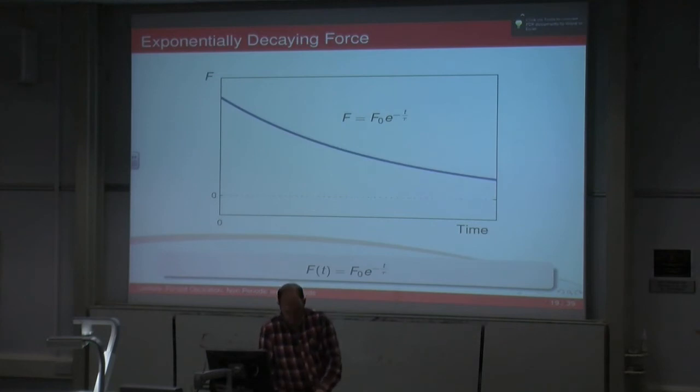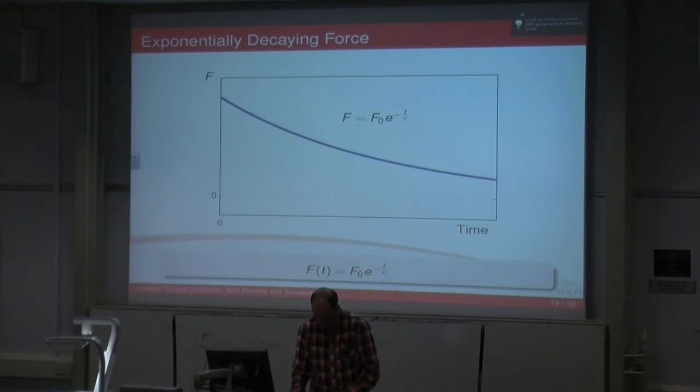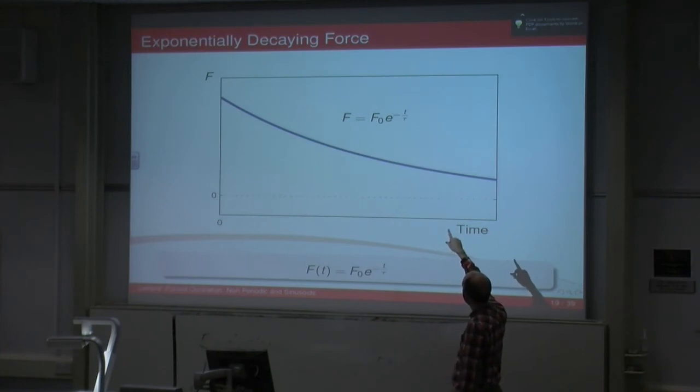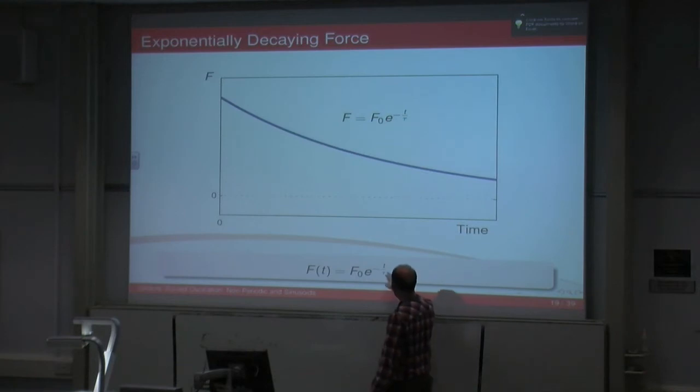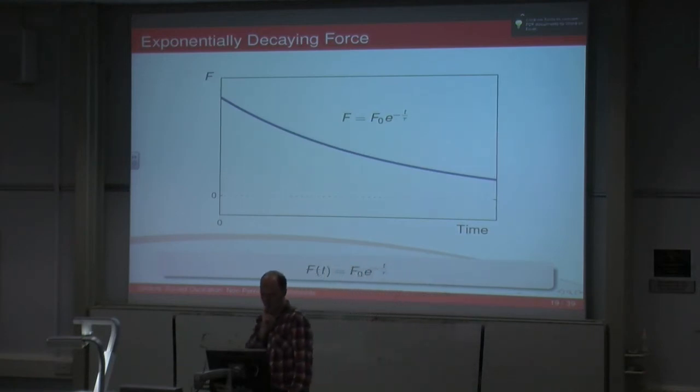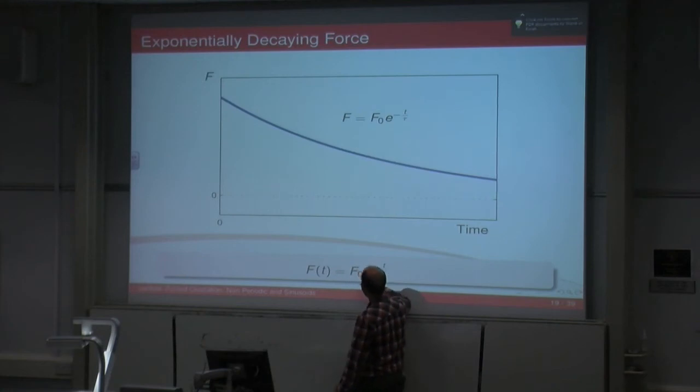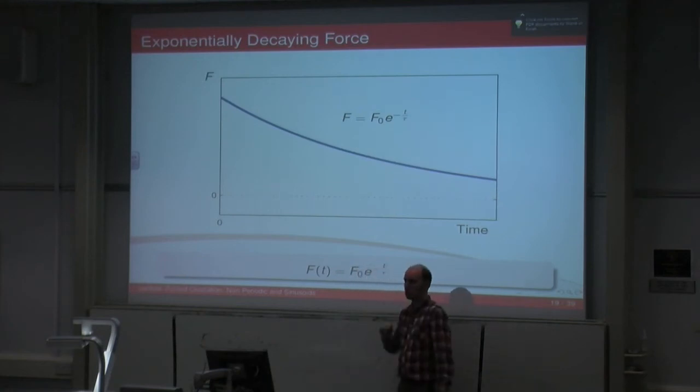Okay, what about an exponentially decaying force? Here f equals f0 e to the minus t over tau, where tau is the decay time in a sense. When t equals tau, the response would have dropped by a factor of e. Okay, because you have e to the minus 1.